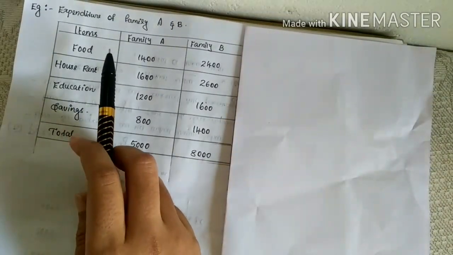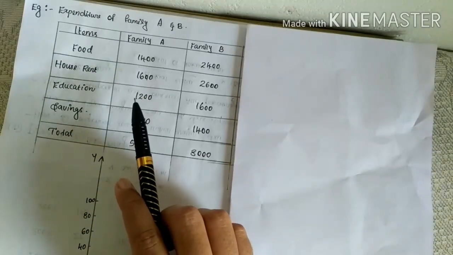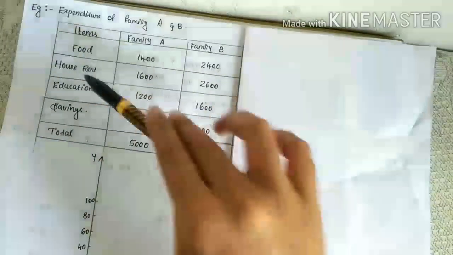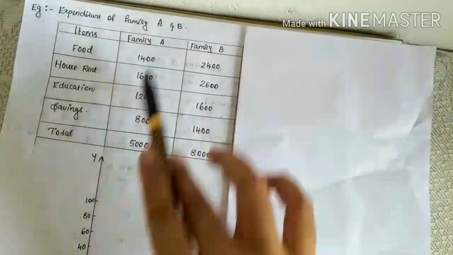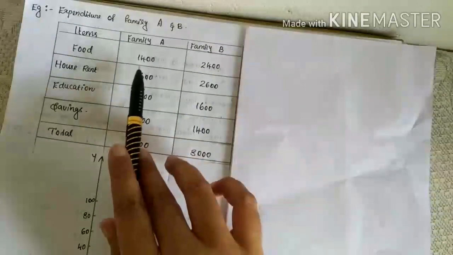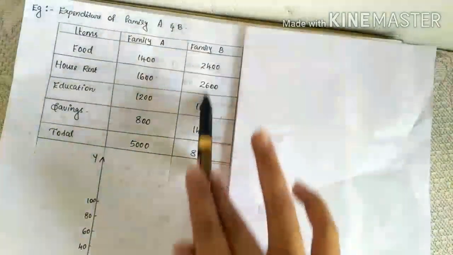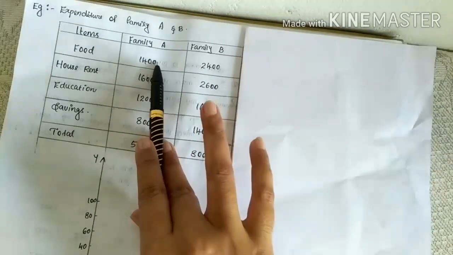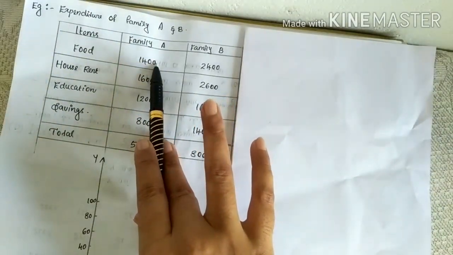So here's an example for drawing percentage bar diagram. The expenditure of family A and family B is given in the question. The items, food, house rent, education, savings, total, and family A and family B are given. The first procedure is that you have to calculate the percentage value of the whole item of family A and family B. Here the actual value is given. We cannot draw a percentage bar diagram using this figure. It must be converted into a percentage value.